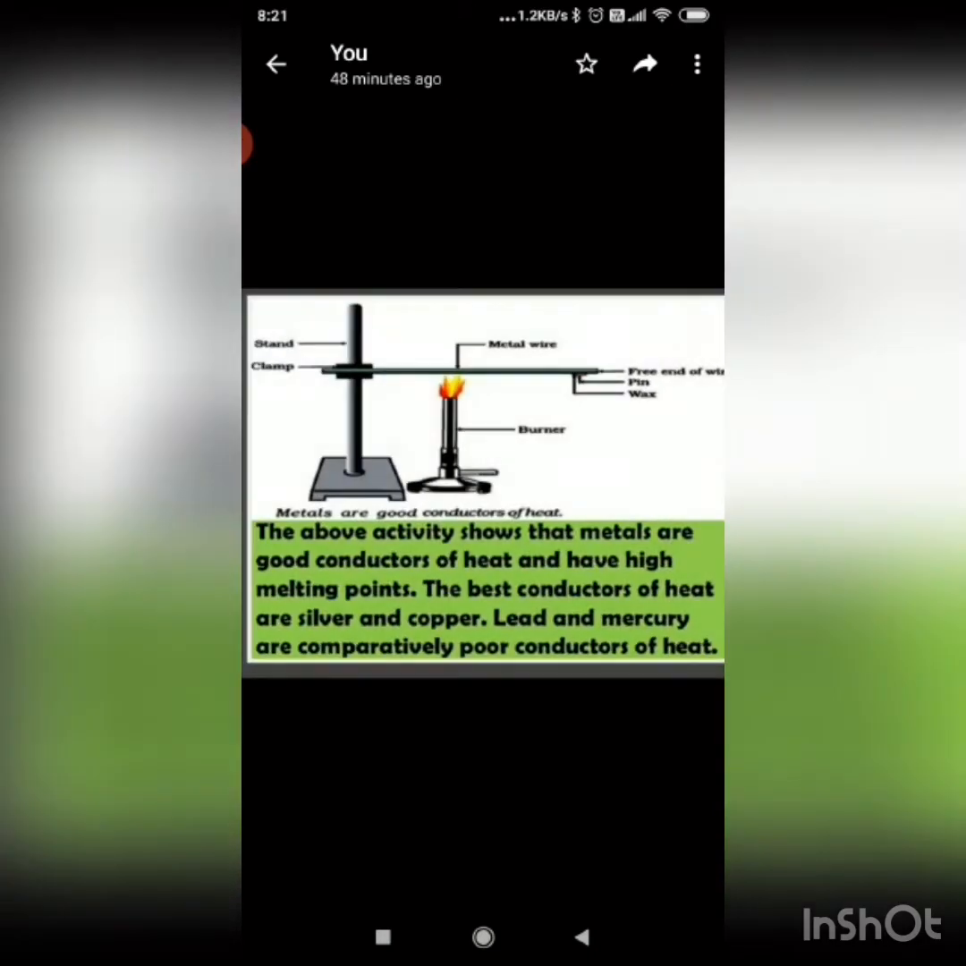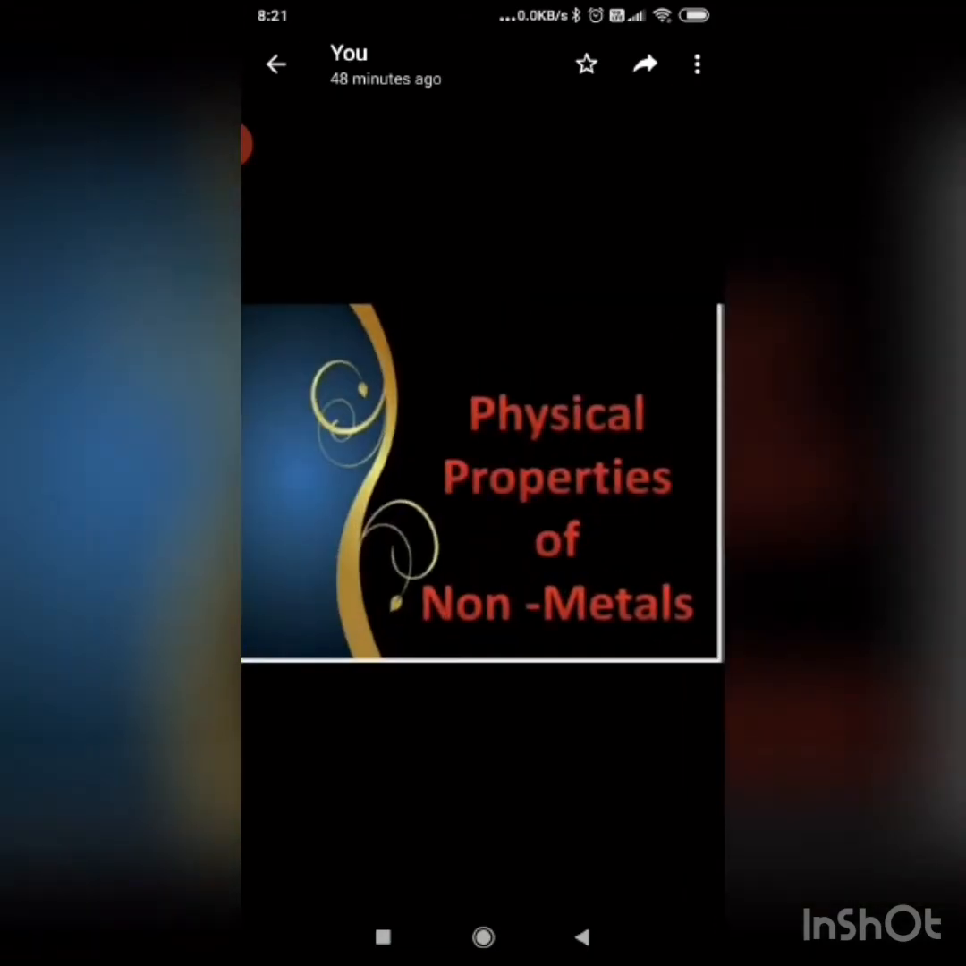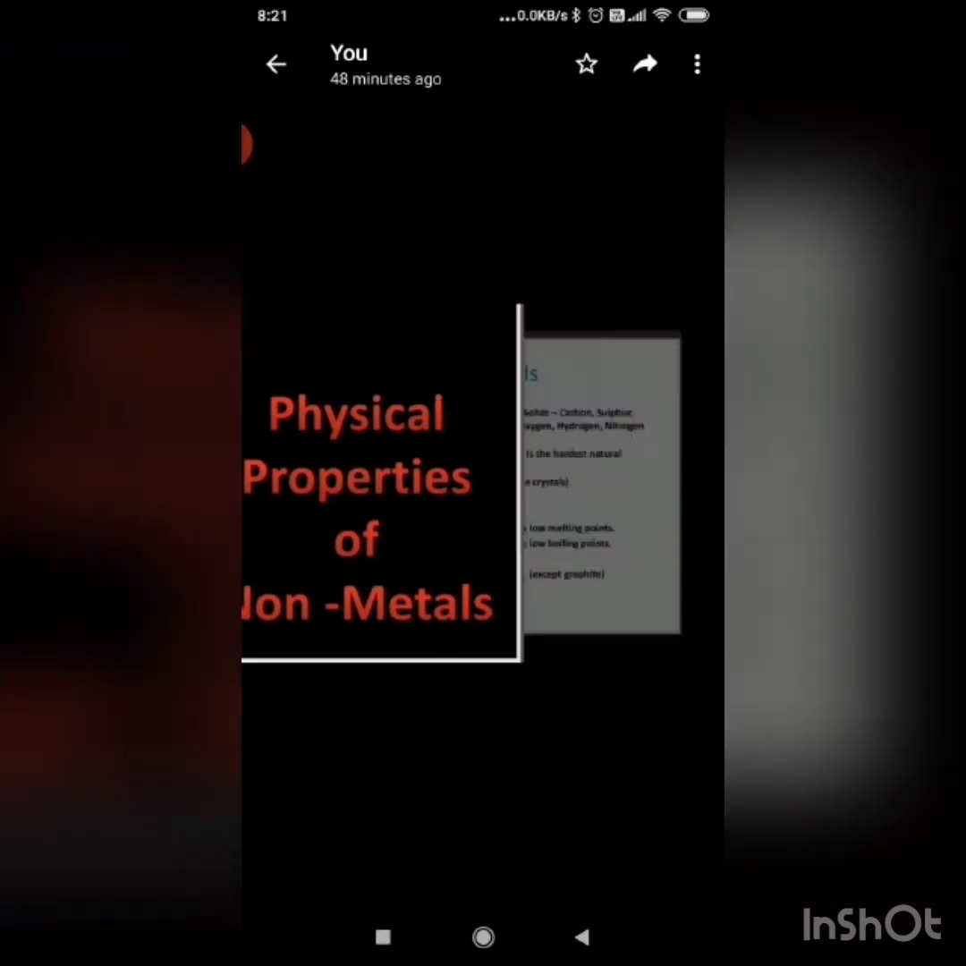And metals are sonorous. That means they produce a ringing sound when they are beaten. The above activity shows that metals are good conductors of heat and they have high melting points. The best conductors of heat are silver and copper. Lead and mercury are comparatively poor conductors of heat. So what are the physical properties of non-metals?